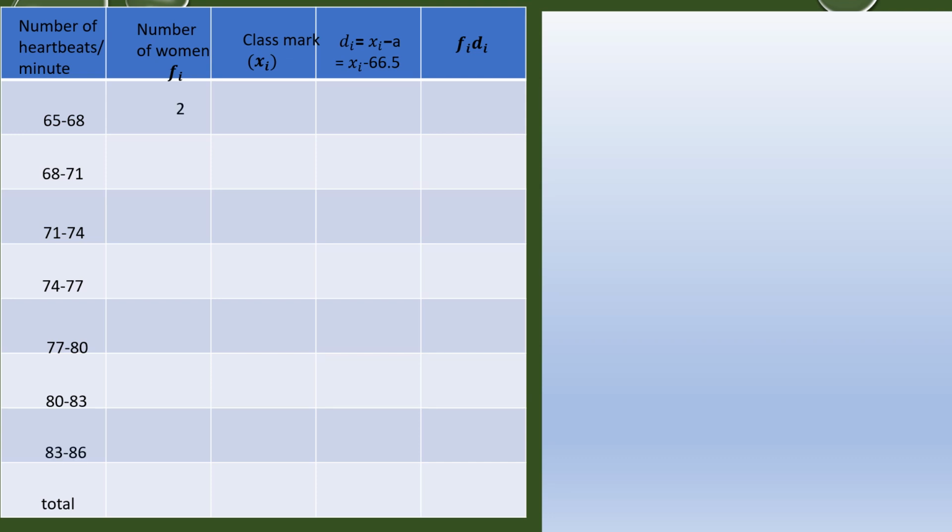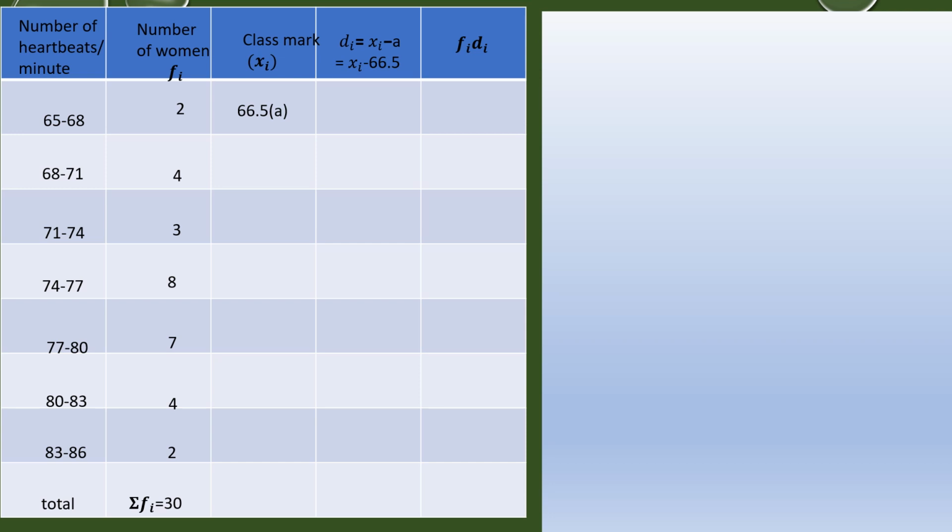Frequency we cannot change at all. Whatever they have given, I have to take those only: 2, 4, 3, 8, 7, 4, 2. Now the class mark we already did before. 65 plus 68, we add both and divide by 2. There what will you get? 66.5. This is an important thing, I will explain at the end. So the total of frequency is 30, and 66.5 will be the class mark of the first class.